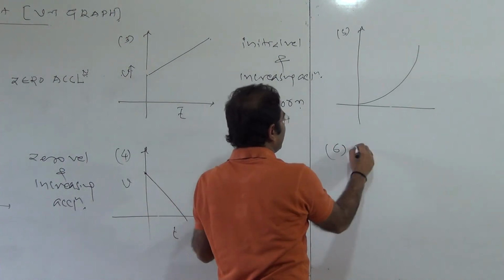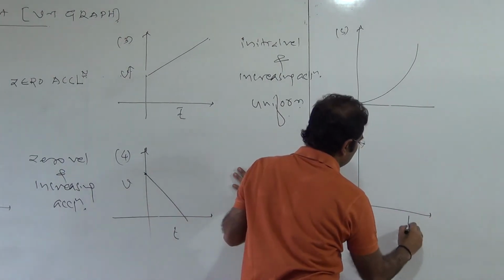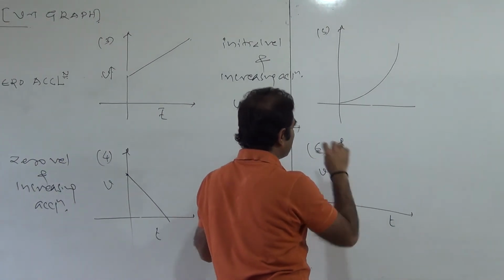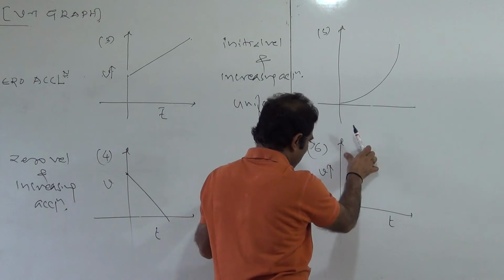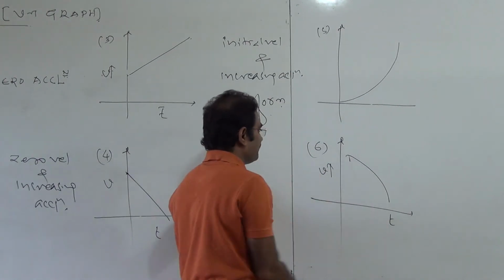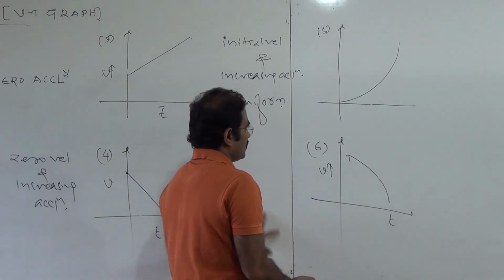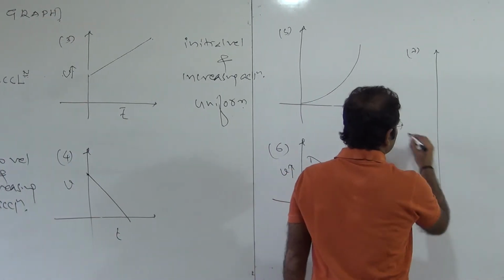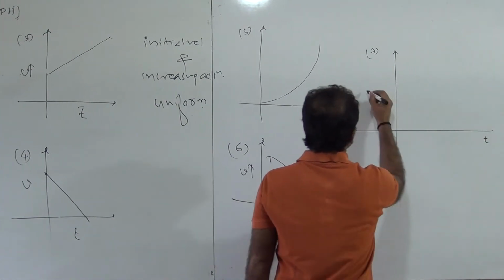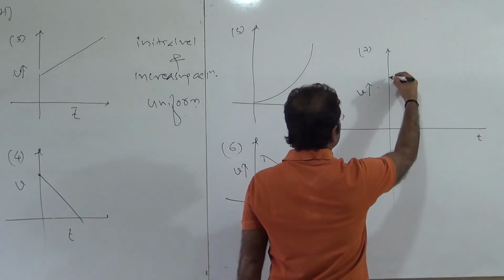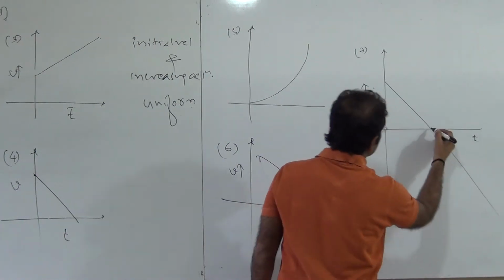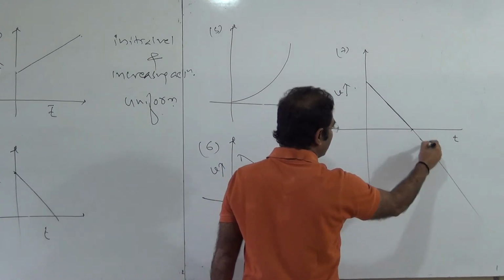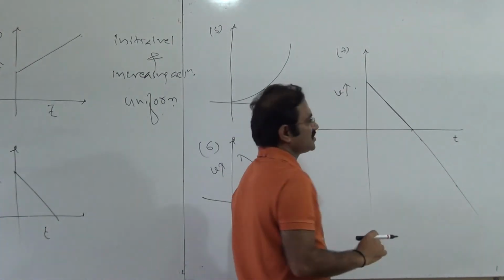Another one is, if you take the time versus velocity graph, and the nature of the curve is like this, it is a decreasing, like this or like this, it is a decreasing. One more, if the graph is time versus velocity and the nature of the graph is like this, observe carefully. So it is a decreasing acceleration, and again here also it decreases. So this is a different one.